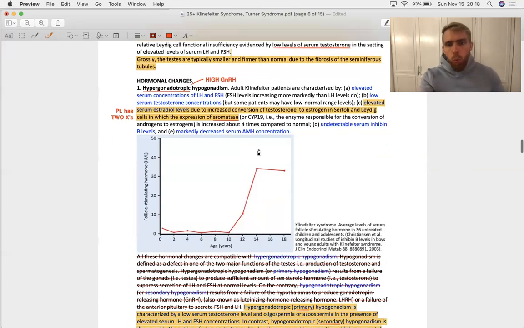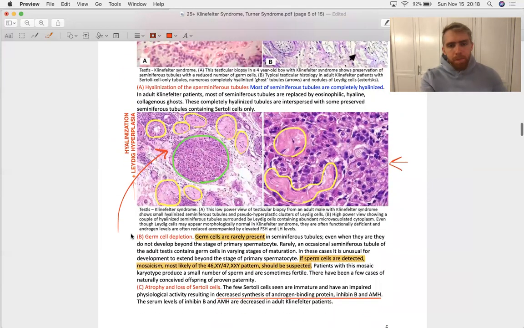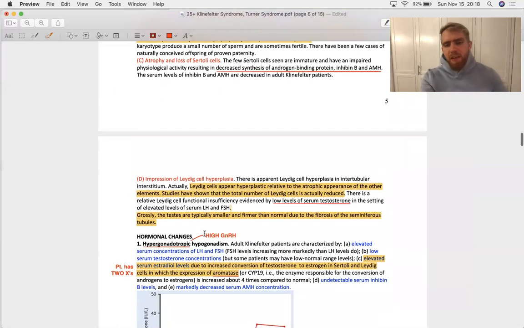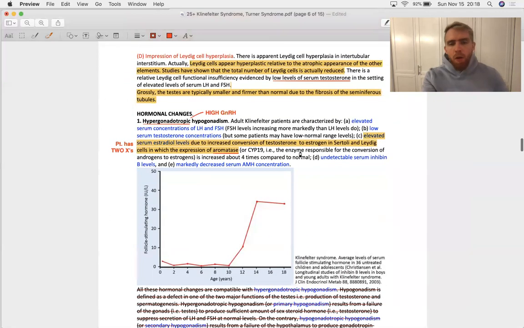So why is testosterone low? Well, first of all, Leydig cells aren't working as they should be because of that decreased androgen sensitivity. But also, in a patient with the 47,XXY karyotype, aromatase, this enzyme's expression is increased about 4 times compared to normal. So what does aromatase do? Well, it takes testosterone and it makes estrogen out of it.